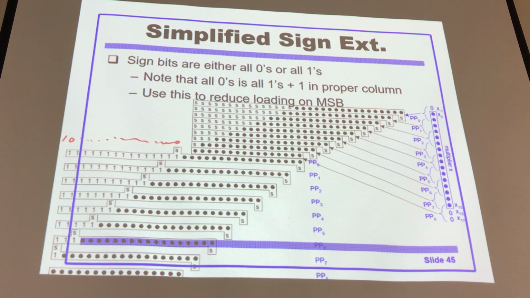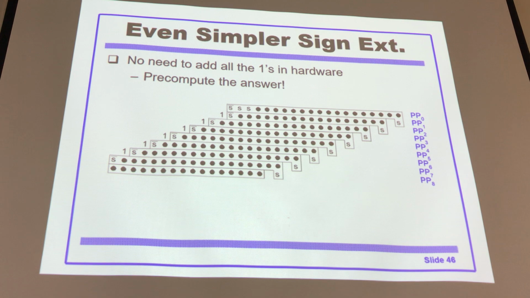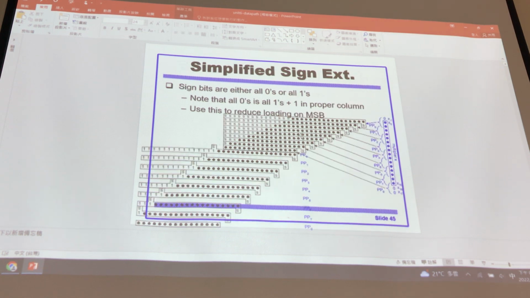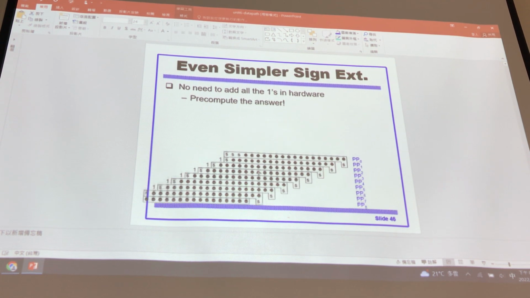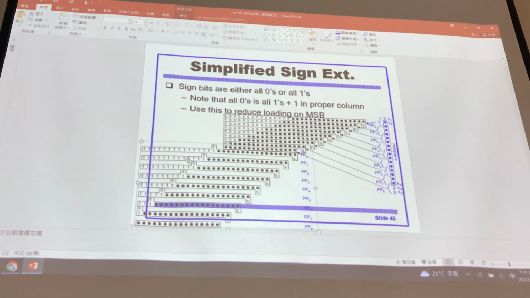We're not done yet. You can still improve it. From here, the sign extension bits are either all 0 or all 1, and we can use that to reduce the loading. And next, it's going to be equal to this one. Again, let me try to copy the figure. Copy this one.